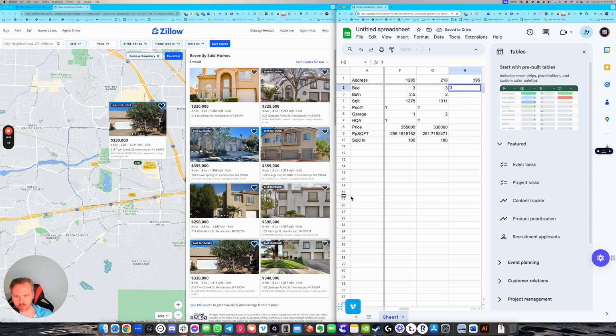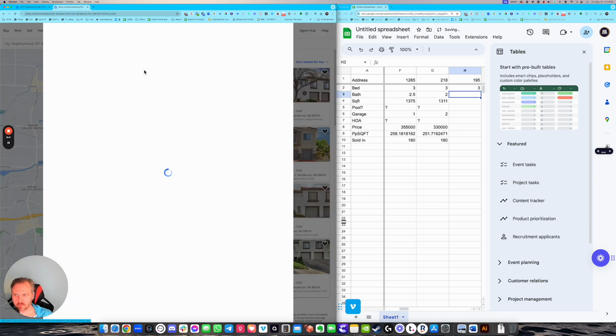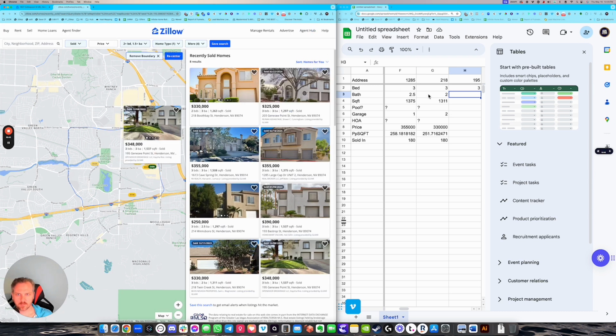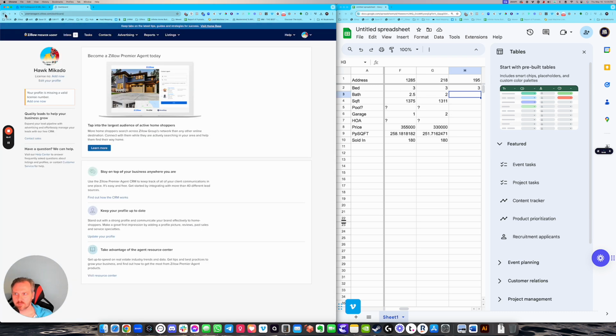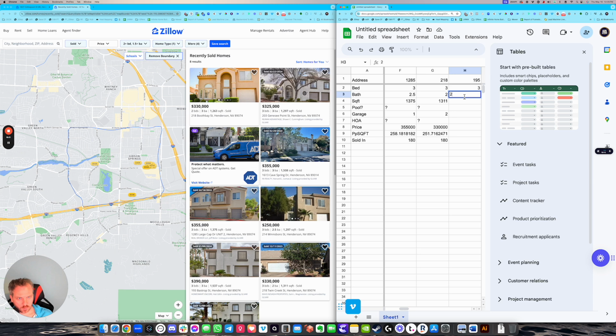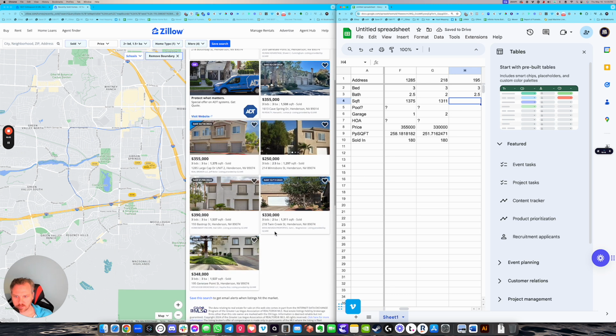We have a 3-bed. It looks like it. Yep, 2.5. I just did it again. There we go. 3-bed, 2.5 baths. Total is, where'd it go? There it is. 1,537.